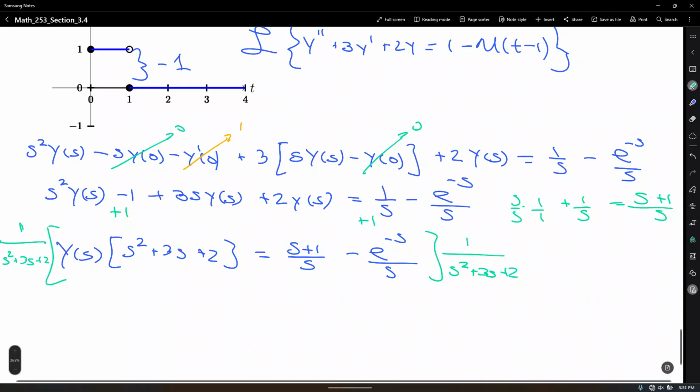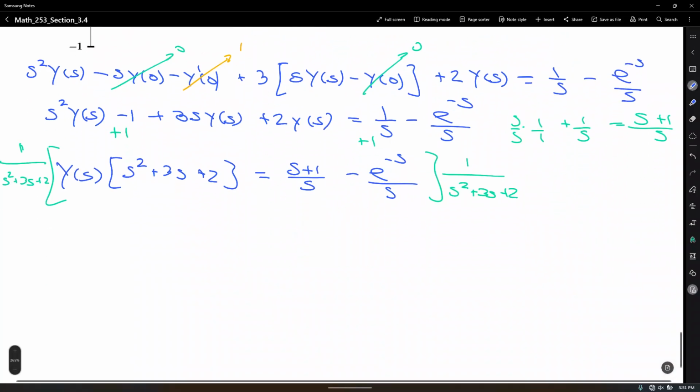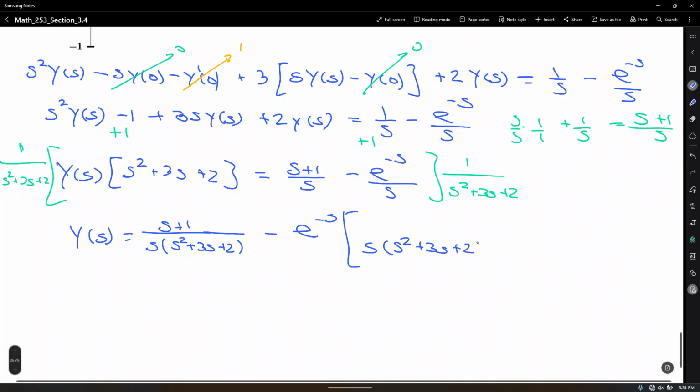And that's going to give us the following. Y of s equals s plus 1 over s times s squared plus 3s plus 2, minus e to the negative s times 1 over s times s squared plus 3s plus 2. So in this case, we would have to do two partial fraction decompositions.